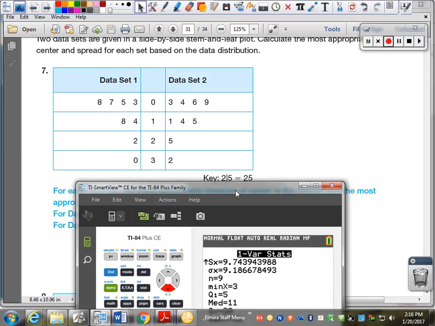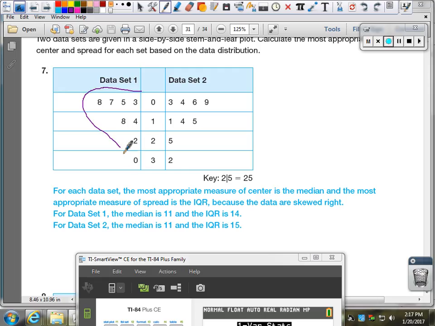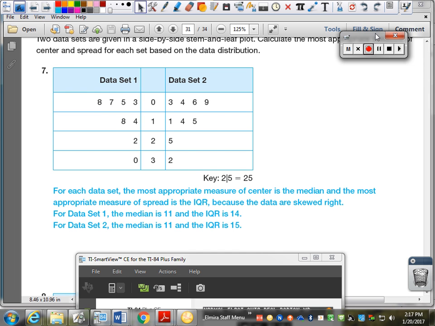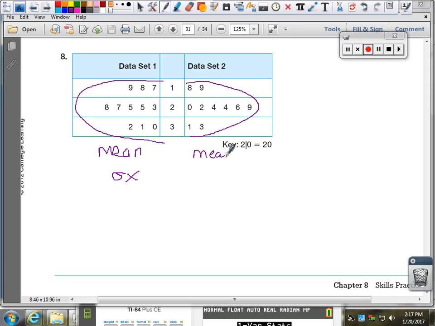Now I want to stress that the example shows median and IQR, but that's because our data, again, is skew. Okay, if we look at another problem down here, number 8, this data on both sides is symmetrical. So in this case, being that my data is symmetrical, I'm going to find the mean and standard deviation. Okay, those are the things I'm going to find for each data set individually. I'm going to do it 2 times. Once for data set 1 and once for data set 2.